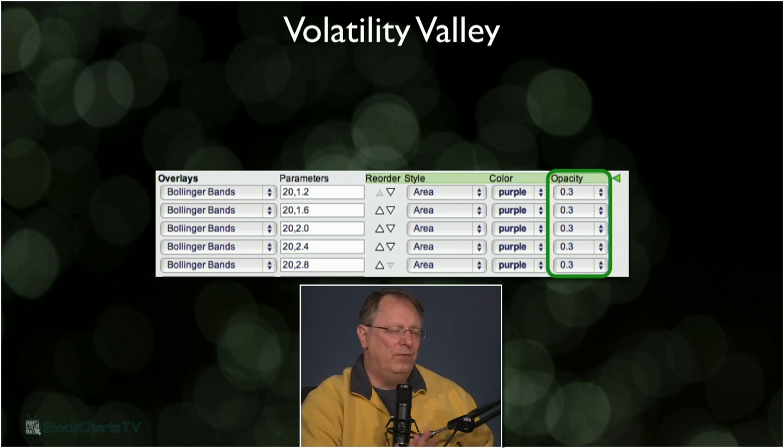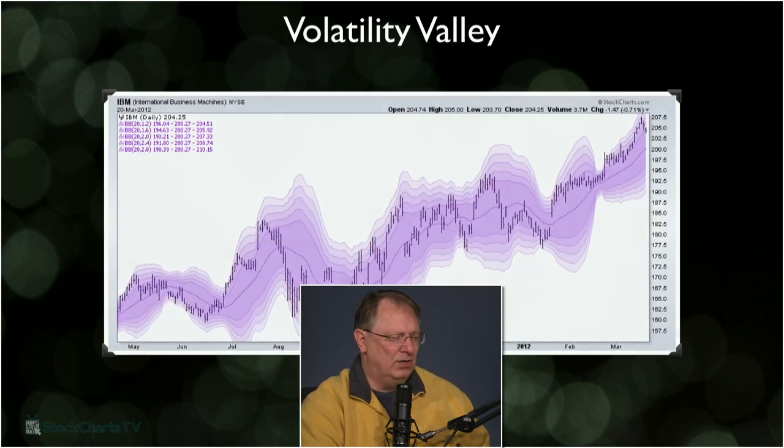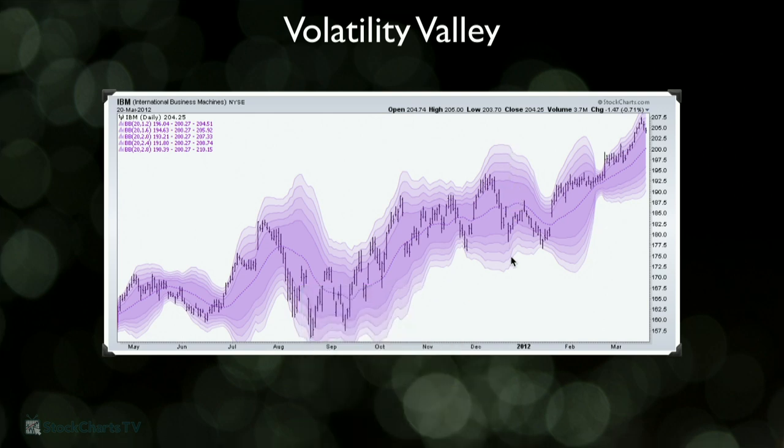And so what we've done here is we've taken these Bollinger bands and we've stacked them on top of each other, and the opacities are going to get denser and denser the more that are on top of each other. Does that make sense? So that's how we get this volatility valley effect. It's darker in the middle because all of the other Bollinger band areas, all the other 0.3s of opacity, have been added together to make this really dark area in the center. Hopefully that makes sense to you guys. But this is the result.